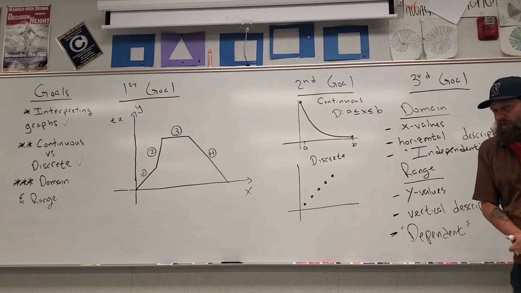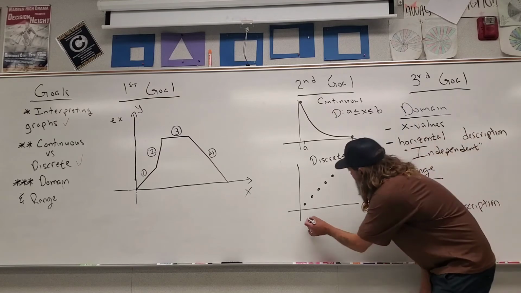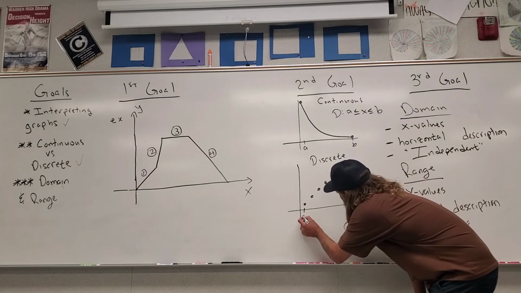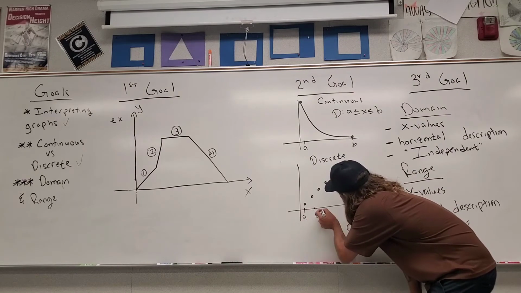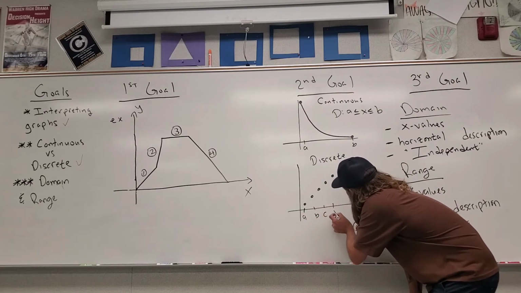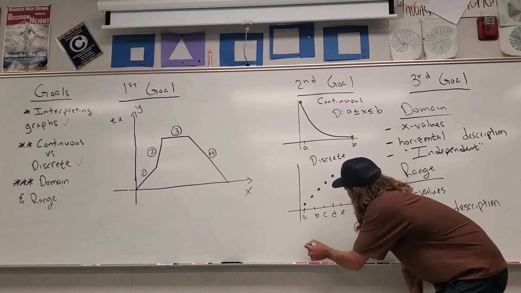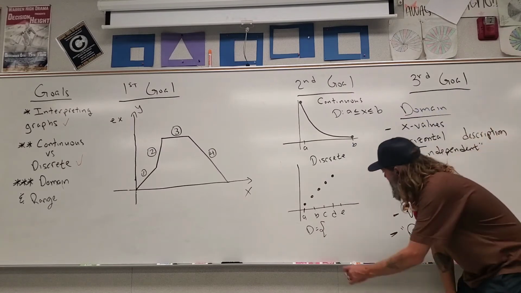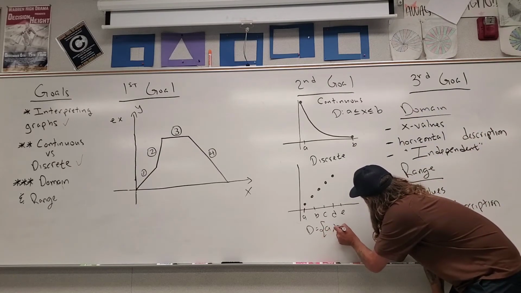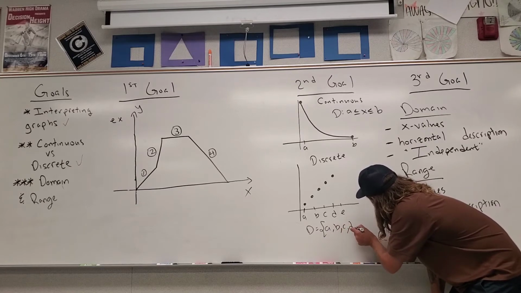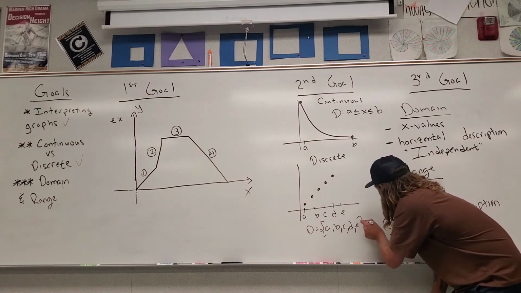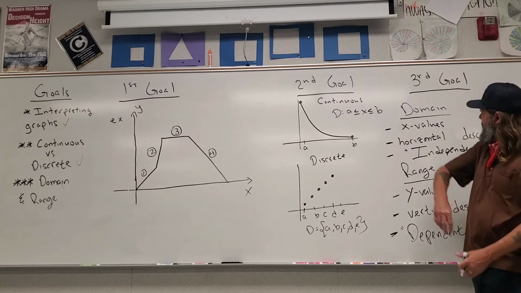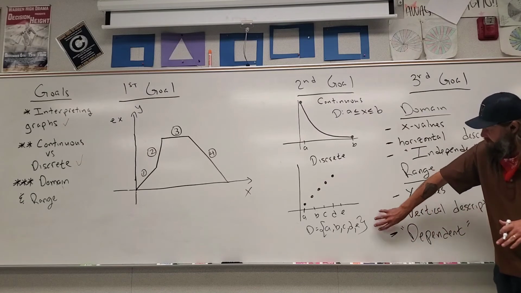Now, in a discrete domain, and I'm on purpose not using numbers here. So this is A, this is B, this is C, this is D, this is E. We would say that the domain is equal to, now we have to list the set. The domain is A, B, C, D, and E. Okay, so you're going to talk about domain differently depending on whether your graph is continuous or discrete.